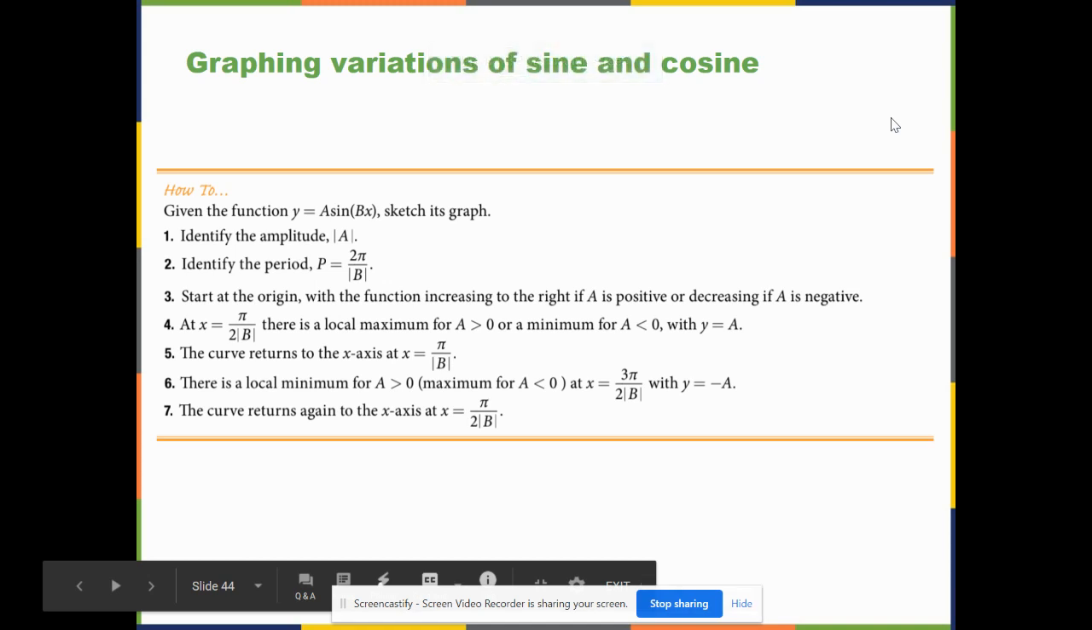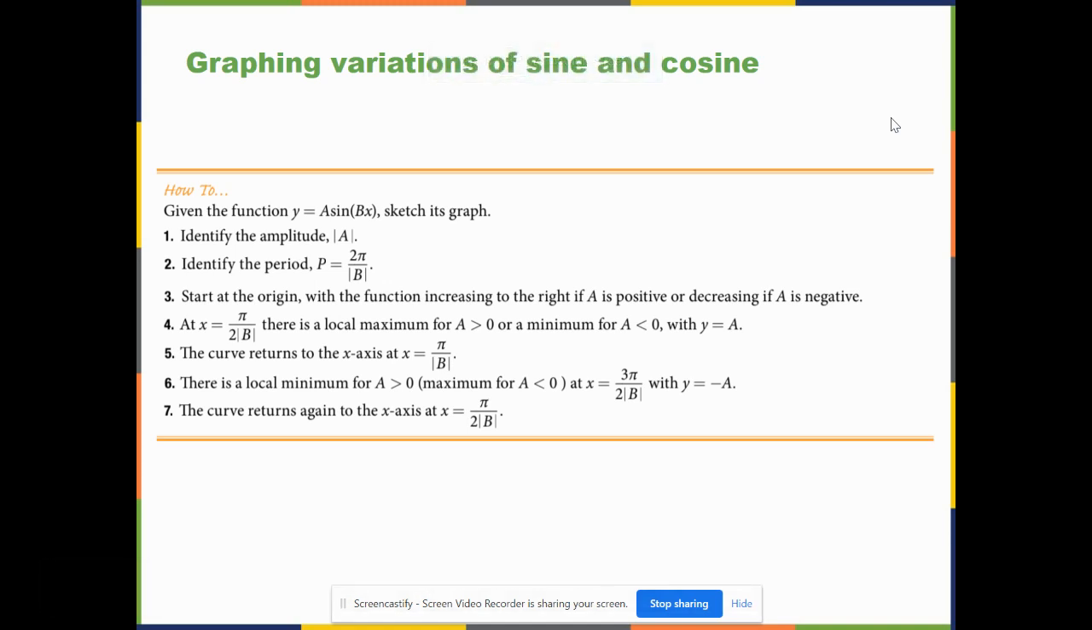All right, so far we've looked at graphs or equations and gotten some information from them. Now, what if we need to have an equation and graph the sine or cosine function ourselves? All right, so here are some steps. I find these a little bit hard to follow, so we're going to do a bunch of examples.